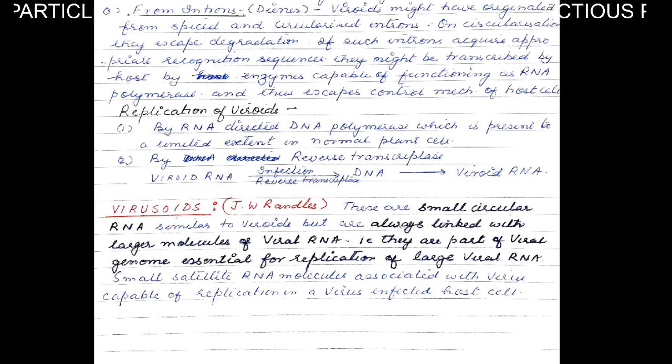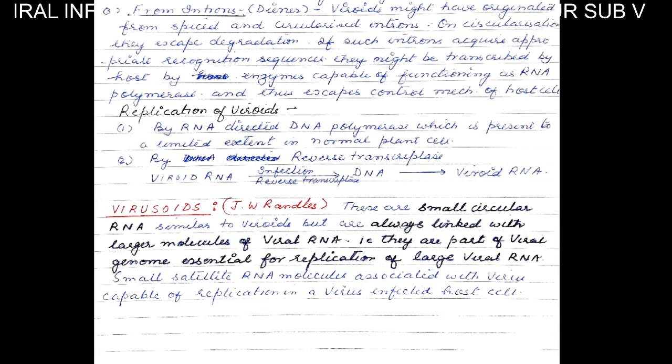Now come to another subviral particle, which is virusoids. The first one was viroids. The second one is virusoids. It was discovered by J.W. Randles, and these are small circular RNA molecules similar to viroids.